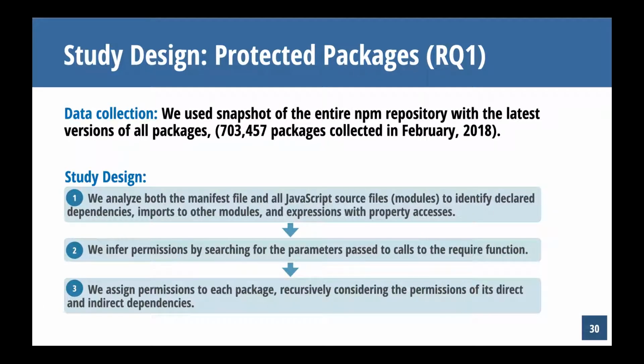To answer the research question, we collected the latest versions of over 700,000 packages and performed the following activities. First, we analyzed both the manifest file and all JavaScript source code to identify declared dependencies, imports to other modules, and expressions with property access. Then, we infer permissions by searching for the parameter path to call to the required function. And last, we assign permissions to each package, recursively considering the permissions of its direct and indirect dependencies.